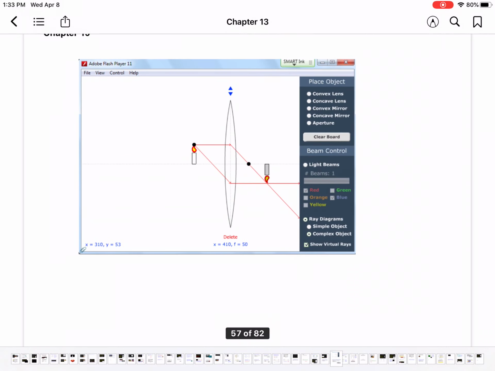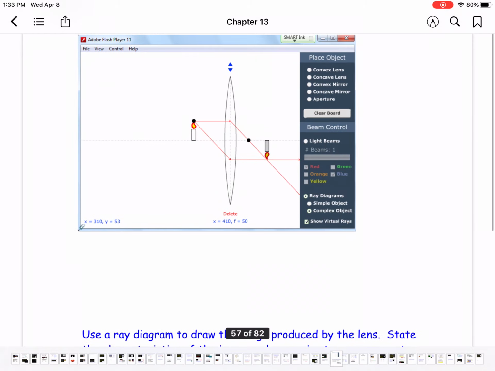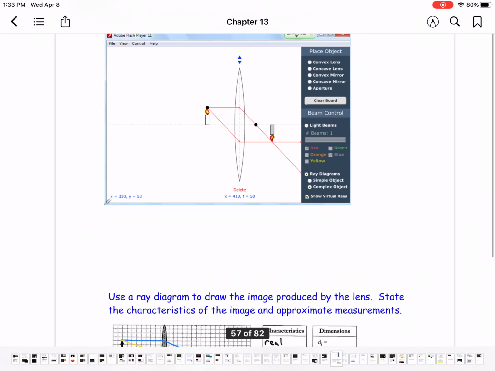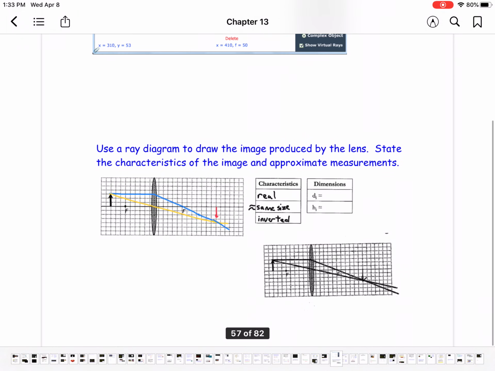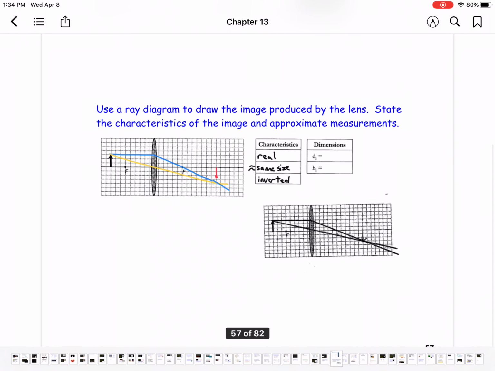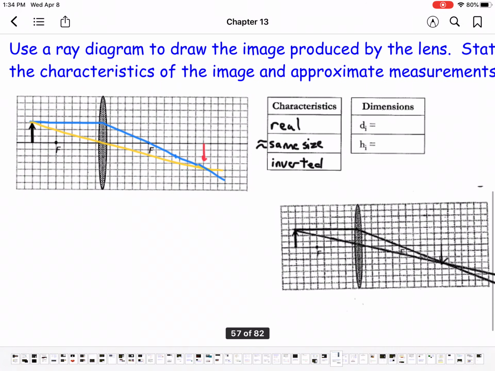All right, give this a try, see if it'll pull up. It probably won't because it's a Flash player that's probably not installed on a computer, but you can use it and move it around, and you'll see that it does a lot of interesting things. Okay, all right, so we're going to use the ray diagram to complete this here.